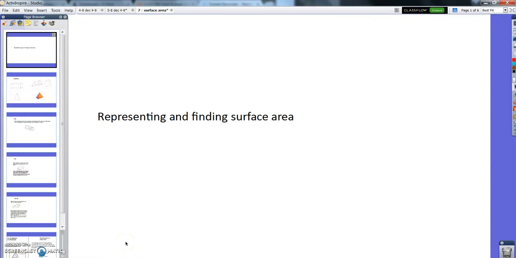Hey there, Advanced Math. Today's mini lesson is on representing and finding surface area. We talked a lot about area for several days, and surface area, to remind you from yesterday, is finding the area on all the faces of a three-dimensional figure. Go ahead and write this as the next title on the next free page, and then close it up and listen with me.